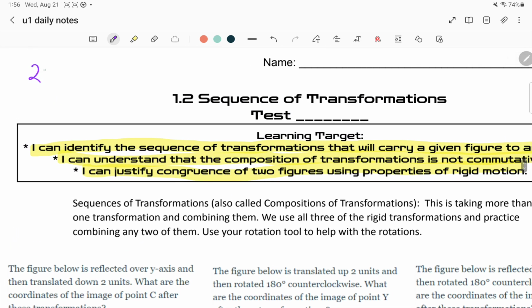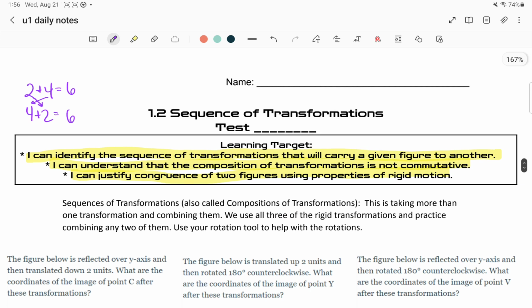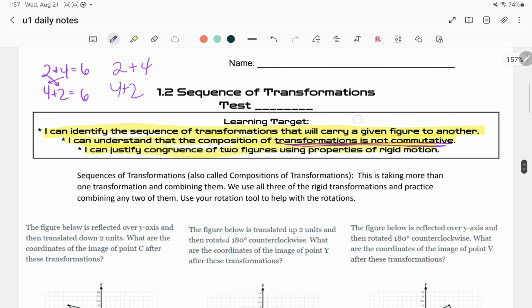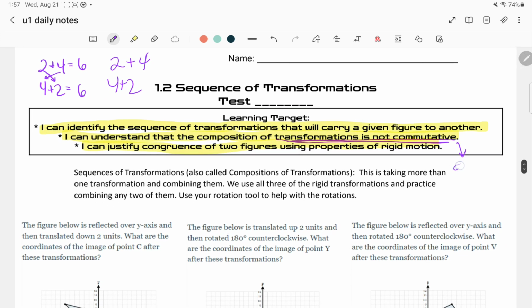Think to yourself, what's 2 plus 4? What is 4 plus 2? They are both 6, but I swapped the numbers. That's okay. That's the commutative property. That means that no matter what I add together, as long as it's the same two numbers, 2 plus 4 and 4 plus 2, it's going to be the same thing. That's commutative. We're saying that transformations are not like that. So, whatever order they are in, you need to go in order.